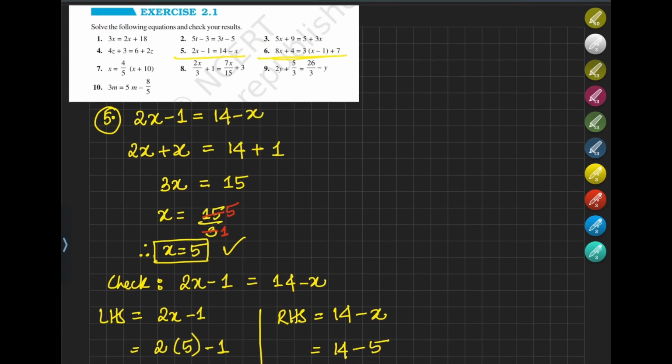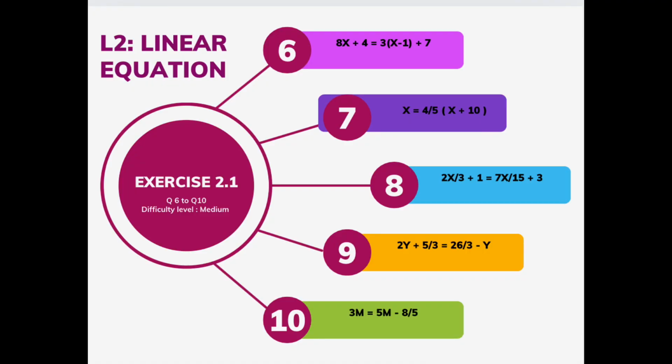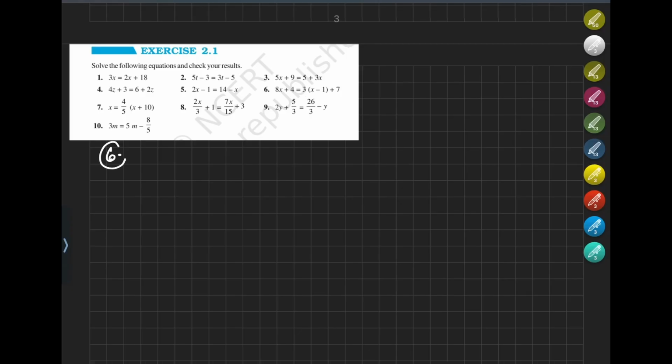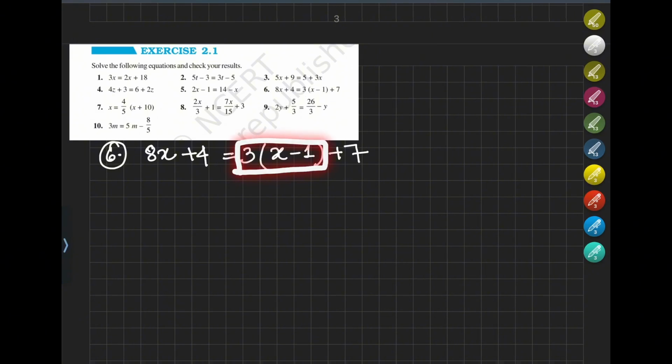Now question number 6. Till question number 5 the difficulty level was very easy. From question number 6 onwards the questions have become a little difficult. Now question number 6 is 8x plus 4 is equal to 3 into x minus 1 plus 7. The LHS looks a little simpler, but the RHS has 3 into x minus 1 plus 7. So how are we going to solve this?